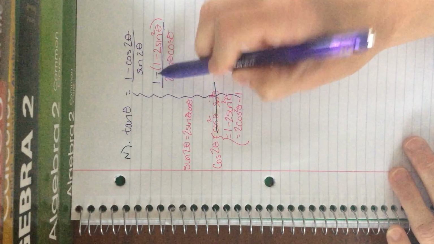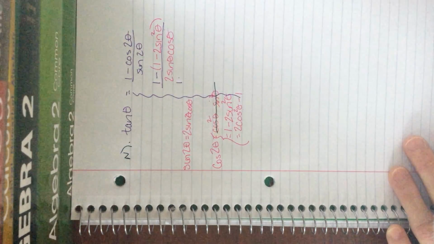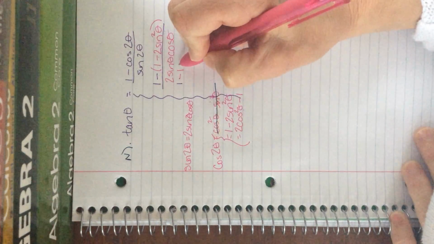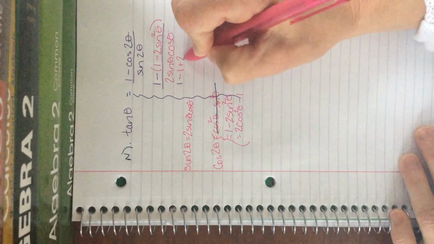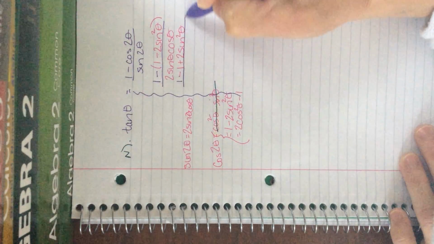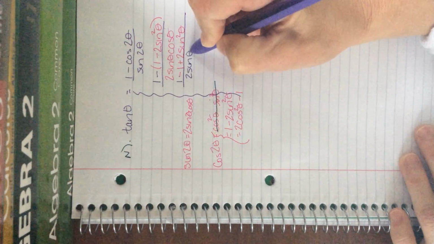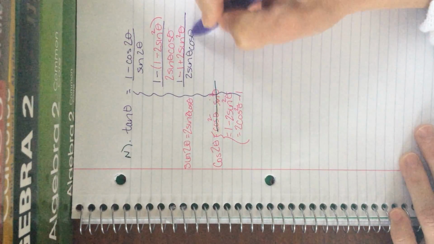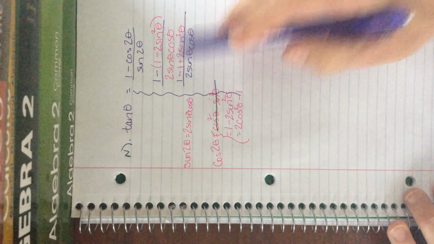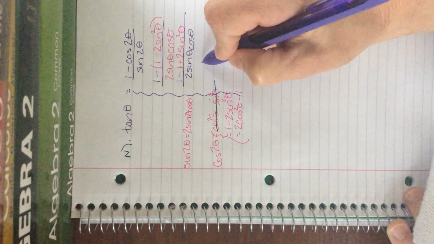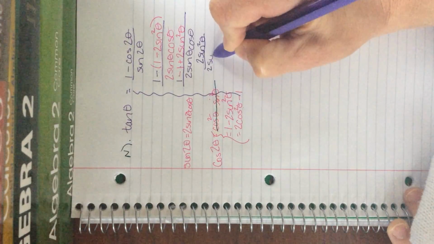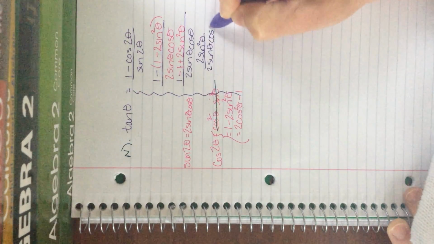Removing the parentheses by subtracting, I'm going to have 1 minus 1. And when you subtract negative 2 sine squared theta, you get plus 2 sine squared theta. And all of that is over 2 sine of theta cosine theta. And then notice that in the numerator, my 1's will definitely cancel. So they're gone. I have 2 sine squared theta over 2 sine theta cosine theta.